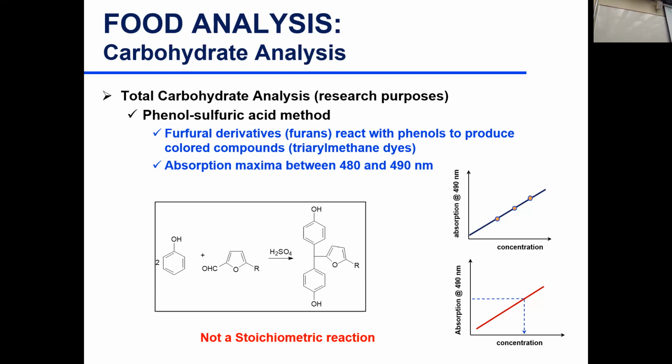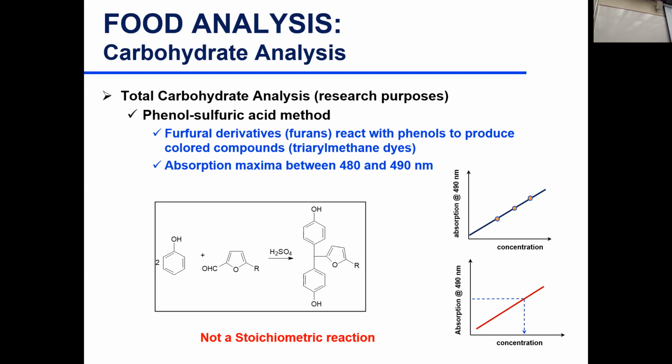So we usually use glucose to plot our standard curve, but there is a caveat. It's a non-stoichiometric reaction, meaning if you have fructose versus glucose, the structure of fructose, a 5-ring structure versus a 6-ring structure, will react differently. It gives you a different color, even at the same concentration, one will be more intense than the other.